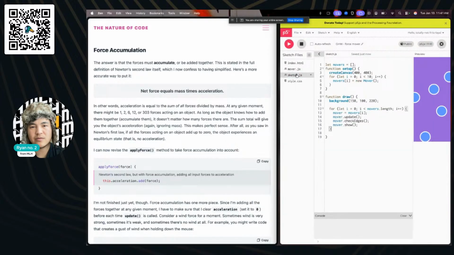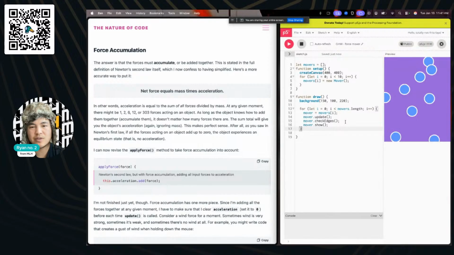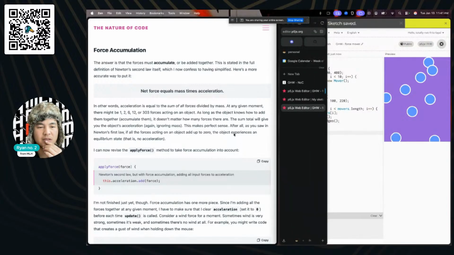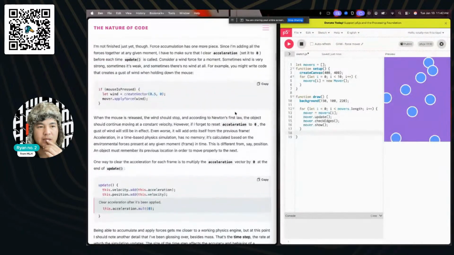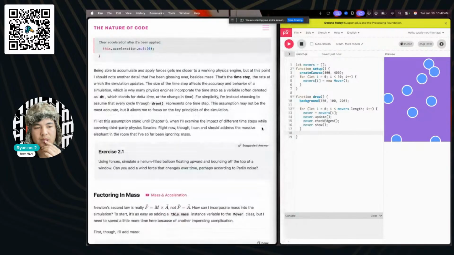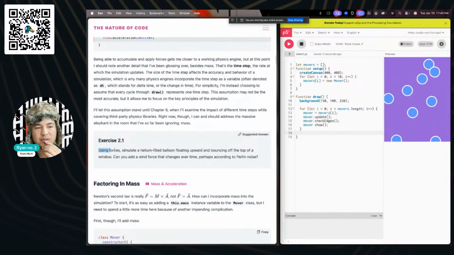Okay, and now if we wanted to apply force, we would just pop in here, check edges, mover dot, well, actually, I guess we would need to add in, let's see, in this example, if mouse is pressed, let the wind create vector 0.5, and then apply that force. Okay, so using forces, let's simulate a helium-filled balloon floating upwards and bouncing off the top of a window.